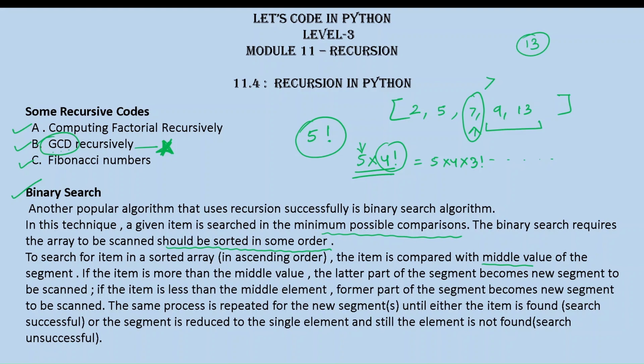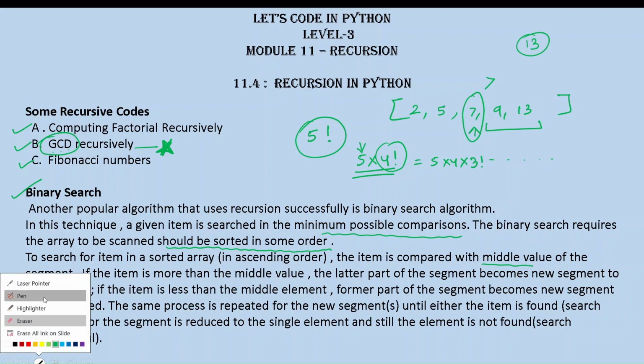Okay, if the item is less than the middle item, then the former part of the segment becomes the new segment to be scanned, right? So this is how binary search is done.